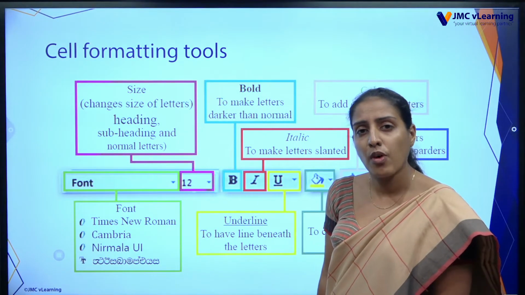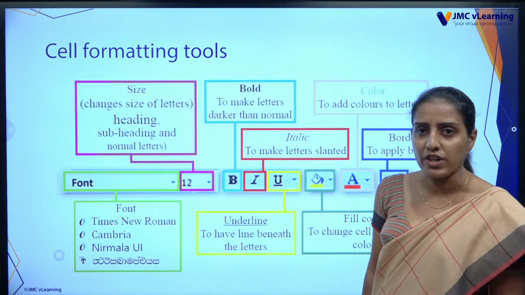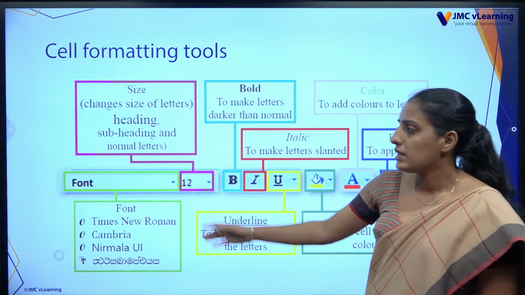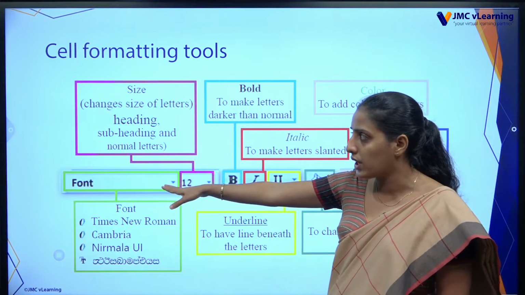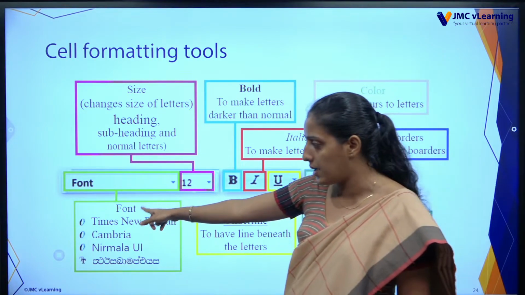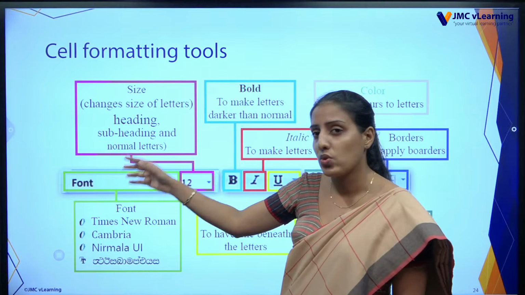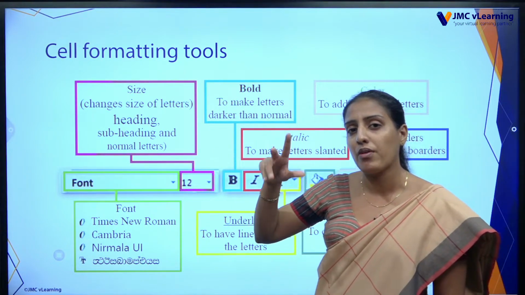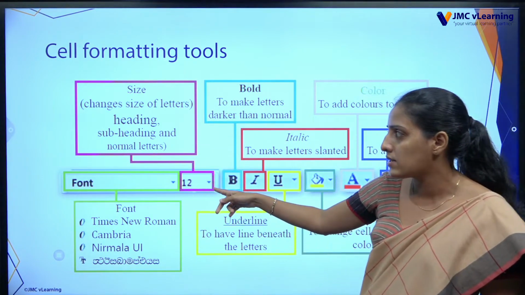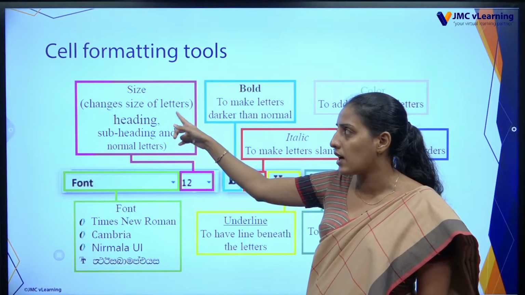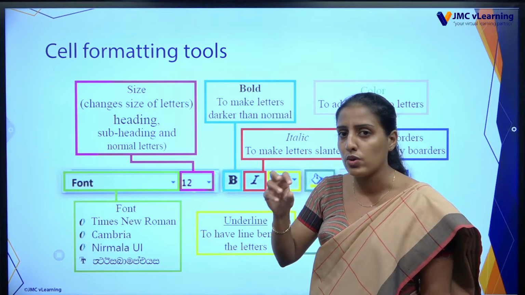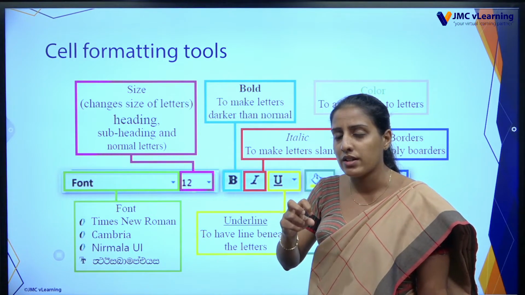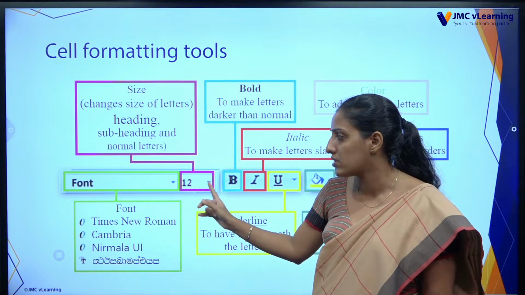Now let us see the formatting in Microsoft Excel. These are the Microsoft Excel formatting tools. This is the font type, which lets you change the type of the font, and this is the font size, which changes the size of letters, heading, subheading and other normal letters. If you want to increase or decrease the letters, you can use the font size.